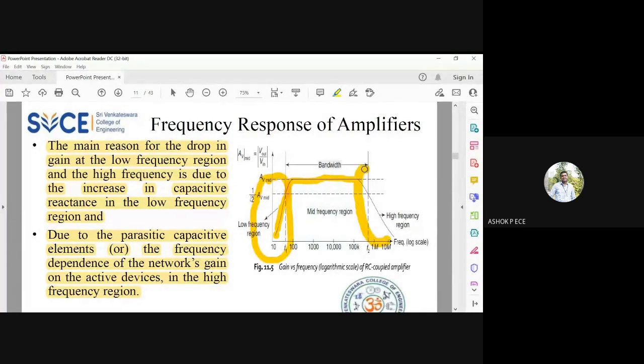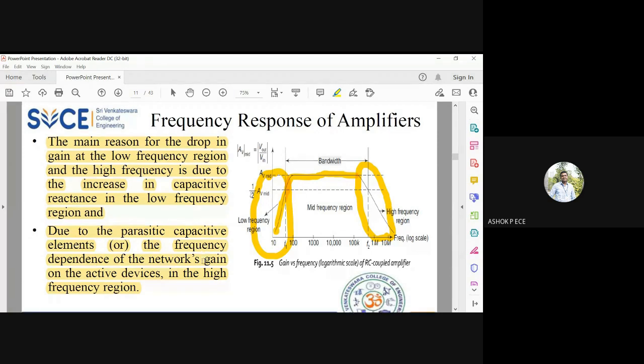In the high frequency region, you have all the parasitic capacitive elements. Those elements which are silent during the low frequency region will all be awake during the high frequency region, leading to a drop in gain in the high frequency region. Remember, in low frequency and high frequency, the gain is variable. Only in the mid frequency region is the gain going to be constant. Okay, remember that.